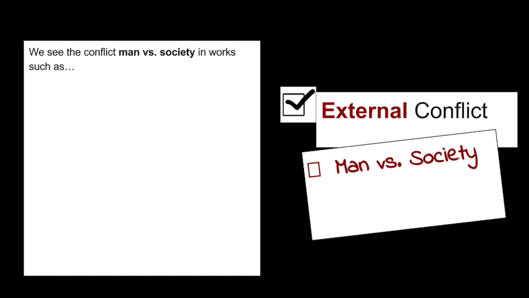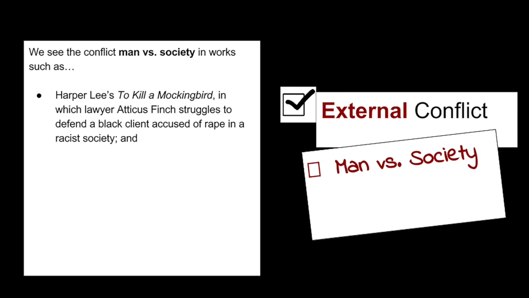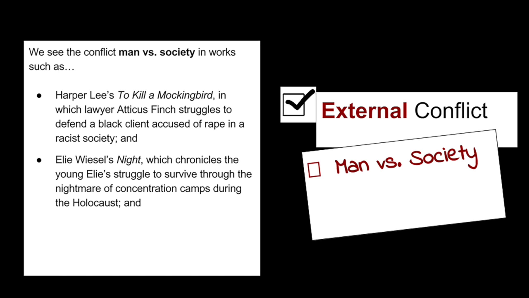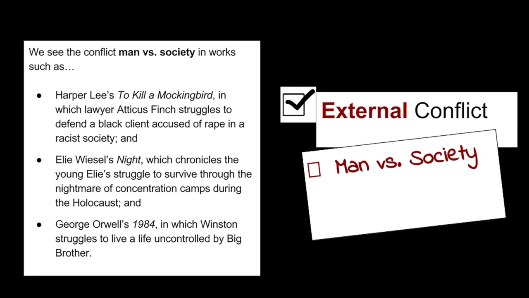We see the conflict man versus society in works such as Harper Lee's To Kill a Mockingbird, in which lawyer Atticus Finch struggles to defend a black client accused of rape in a racist society, and Elie Wiesel's Night, which chronicles the young Elie's struggle to survive through the nightmare of concentration camps during the Holocaust, and George Orwell's 1984, in which Winston struggles to live a life uncontrolled by Big Brother.